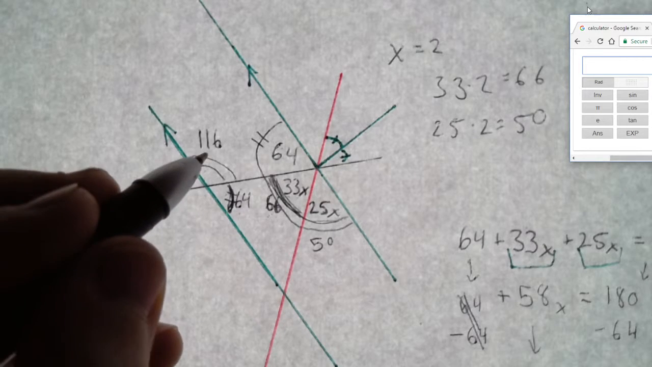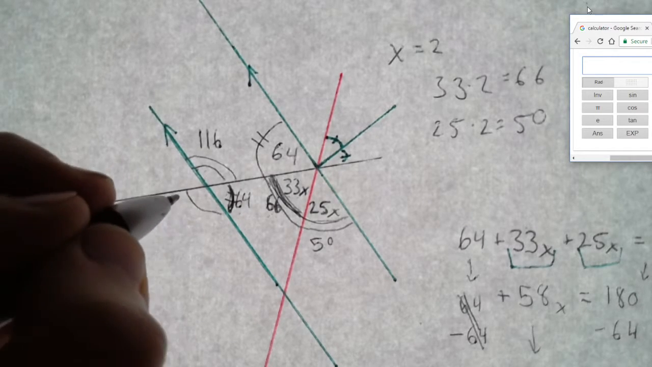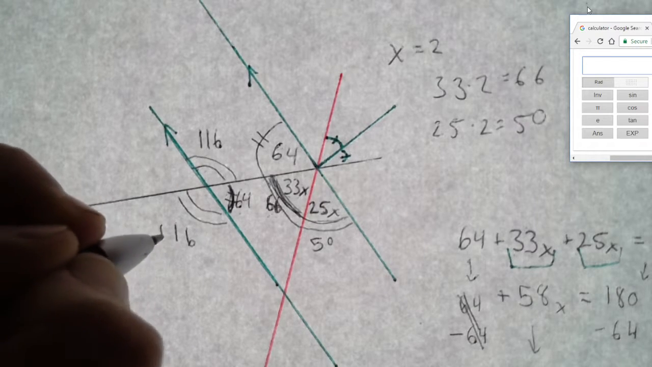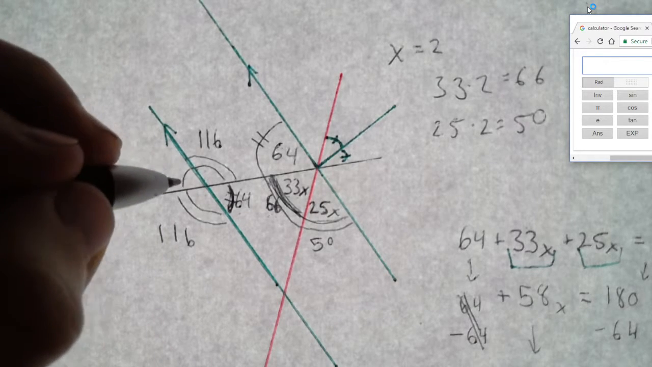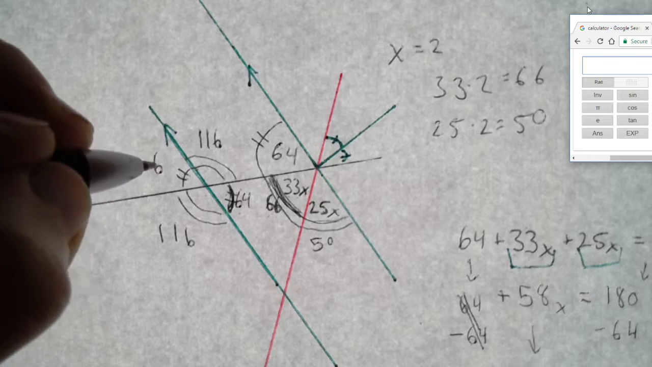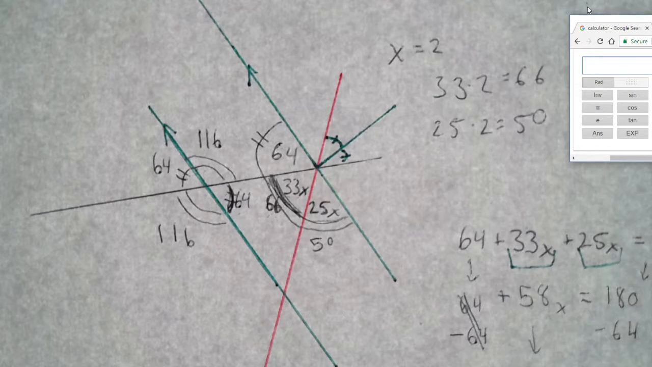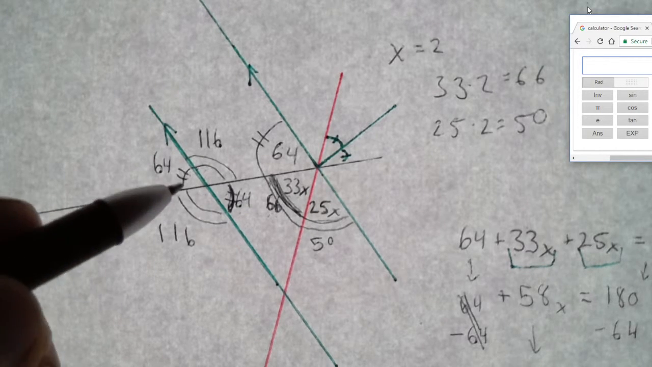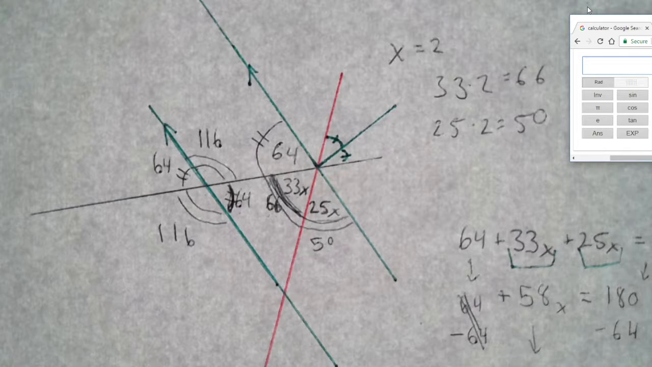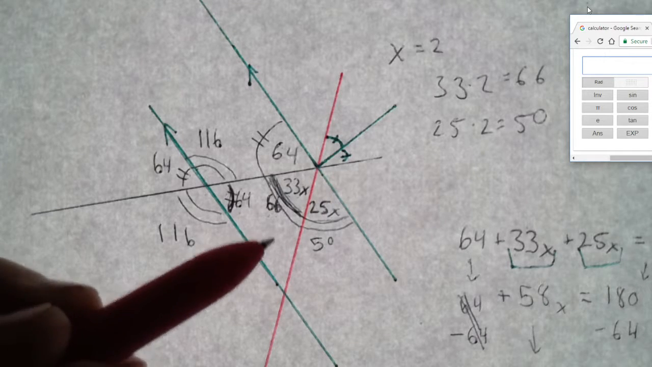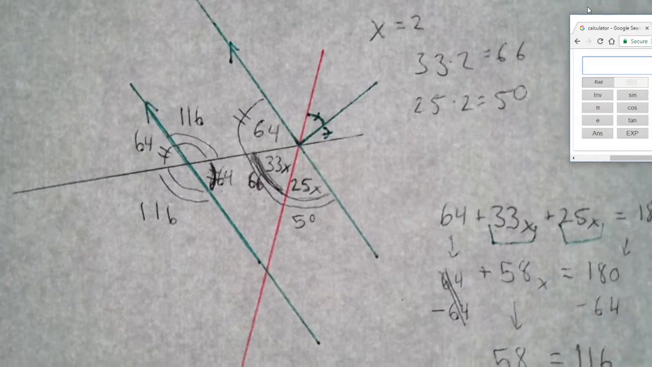Once I've got the 64 and 116, I can use vertical angles to fill out the rest over here. 116 and 64, because my vertical angles are equal. Great, I've got all that over there. Let's switch to red. We can start dealing with this red transversal.